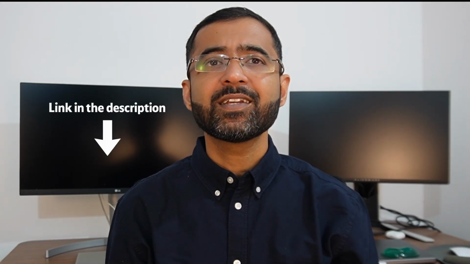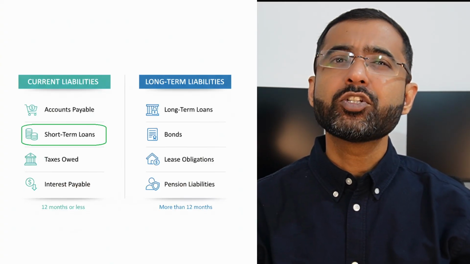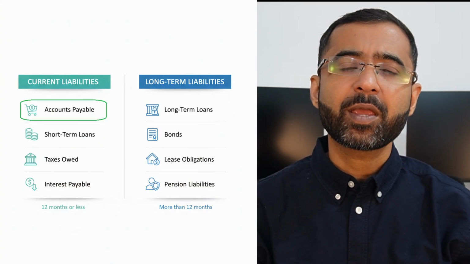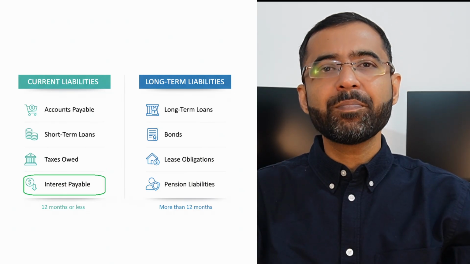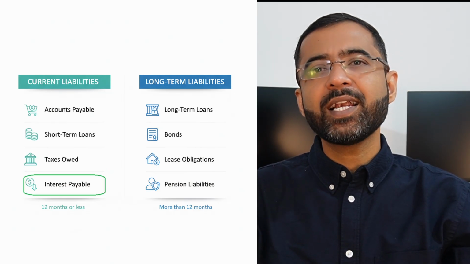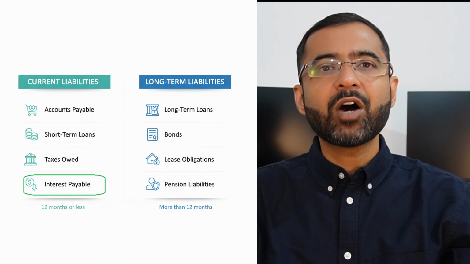Just like assets, liabilities come in two buckets. Current liabilities. Example, short-term loans, accounts payable, taxes owed, interest payable. This tells you about short-term pressure, whether the company can handle its immediate commitments without stress. If current liabilities spike suddenly, that's a red flag.